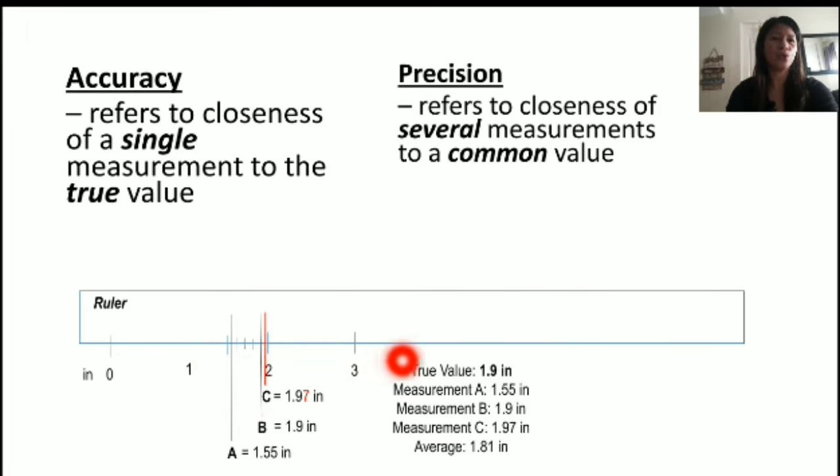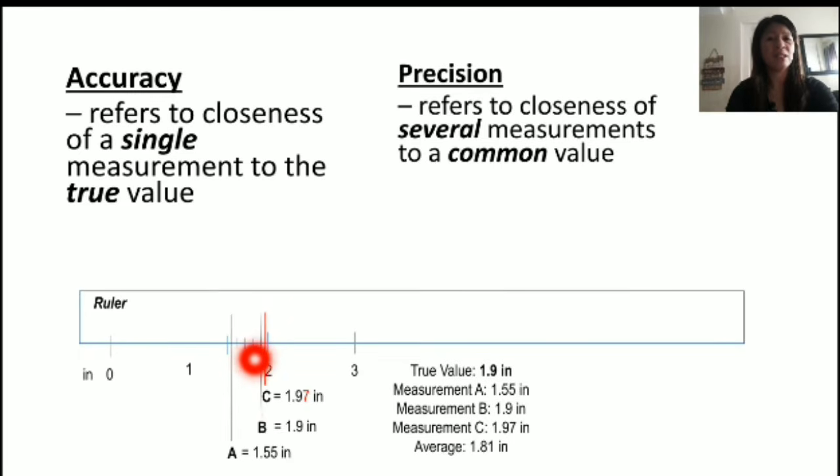That is not too close to 1.9 as a true value. B, we have 1.9. Very, very close to the true value. In fact, exactly the true value. So we can say that measurement B is accurate or most accurate.